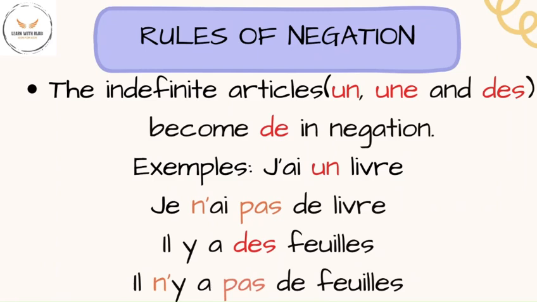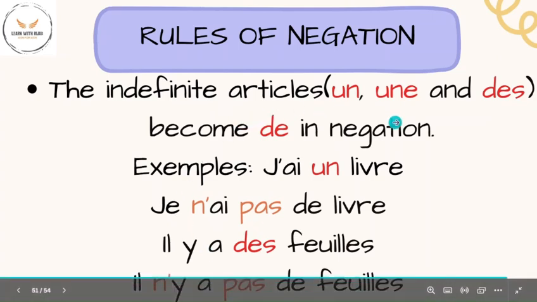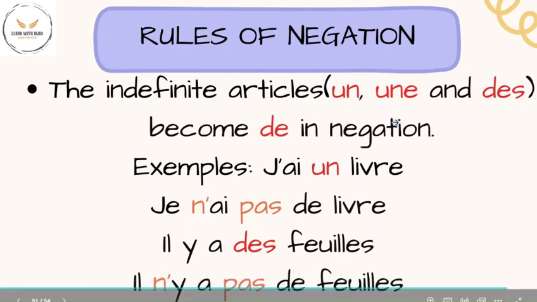The following are some rules that you must keep in mind for negation in French. The indefinite articles un, une and des become de in negation. For example, j'ai un livre. I have a book. In negative, we would write this sentence as je n'ai pas de livre. Notice, un changes to de upon negation.